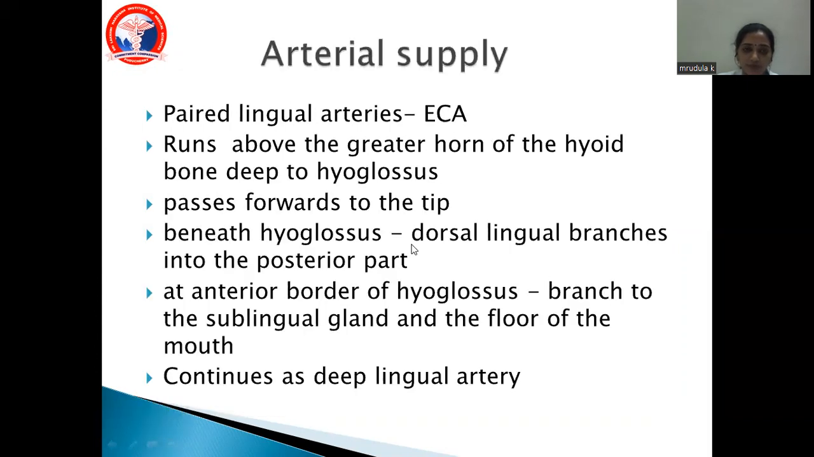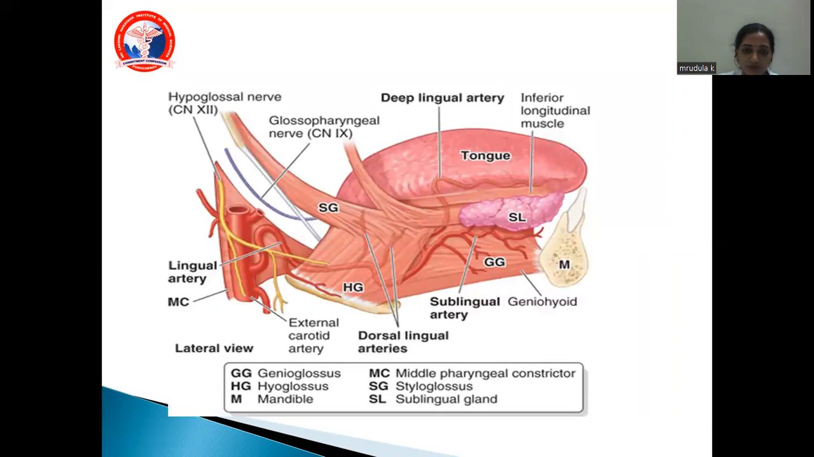Coming to the arterial supply of the tongue, there are paralingual arteries, which are branches from the external carotid artery. They run above the greater horn of the hyoid bone, deep to the hyoglossus muscle, and they pass towards the tip of the tongue. Beneath the hyoglossus, there are dorsal lingual branches which go into the posterior part. At the anterior border of hyoglossus, they branch to the sublingual gland and the floor of the mouth and continue as deep lingual arteries.